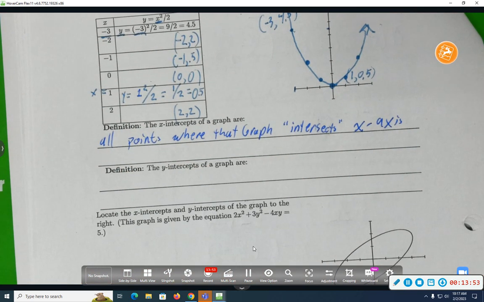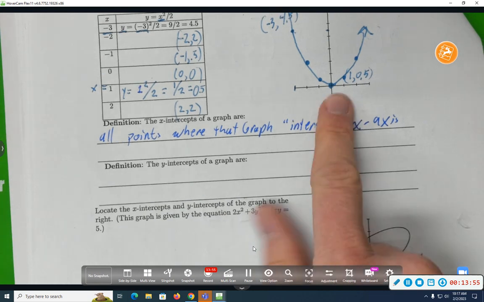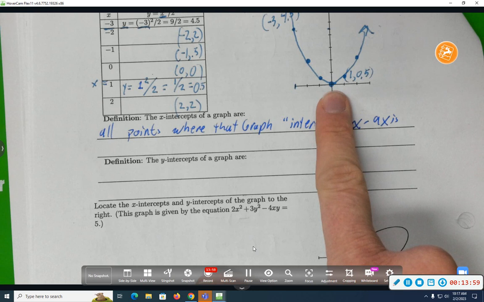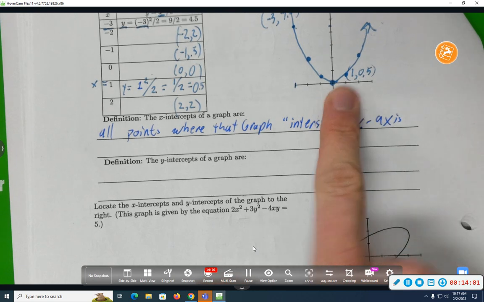So, just by looking at the picture that we generated, where's the x-intercept of this graph? Yeah. Origin. The origin.